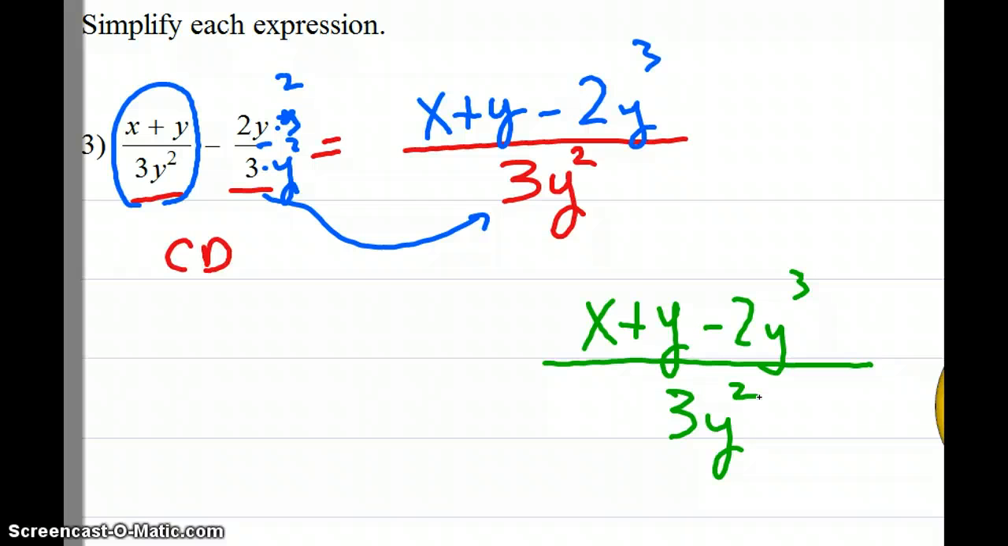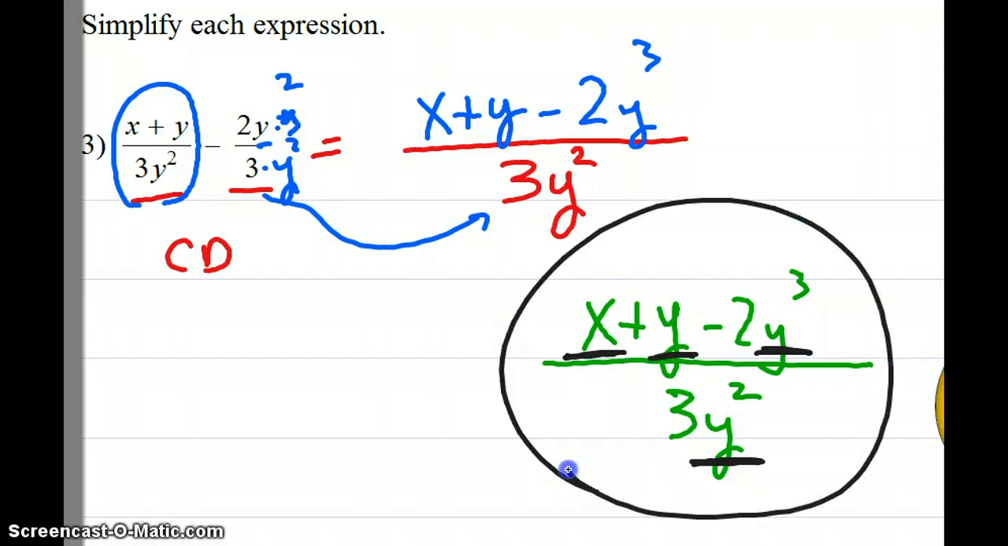Again, some of you are going to want to try to cross off some of these y's, but because this x does not have a y, this will be our final answer. Try number 4 on your own, and I'll walk through the steps, but I won't talk through the steps, and then we'll see if they get any more complicated.